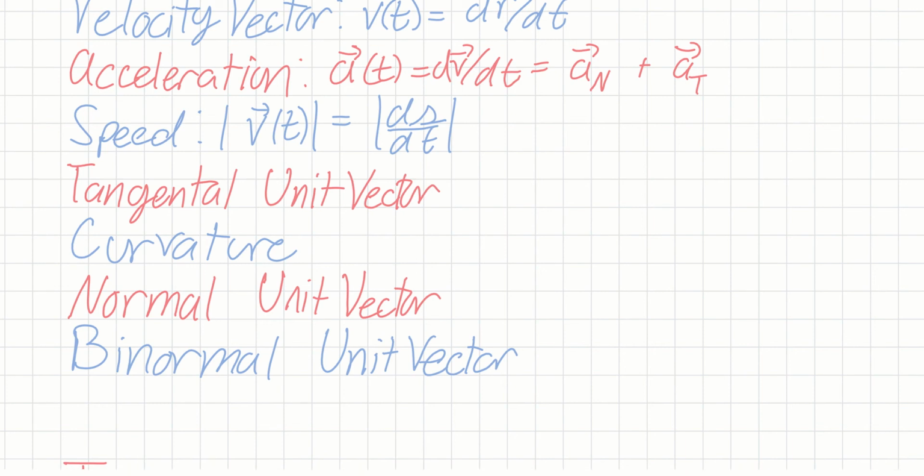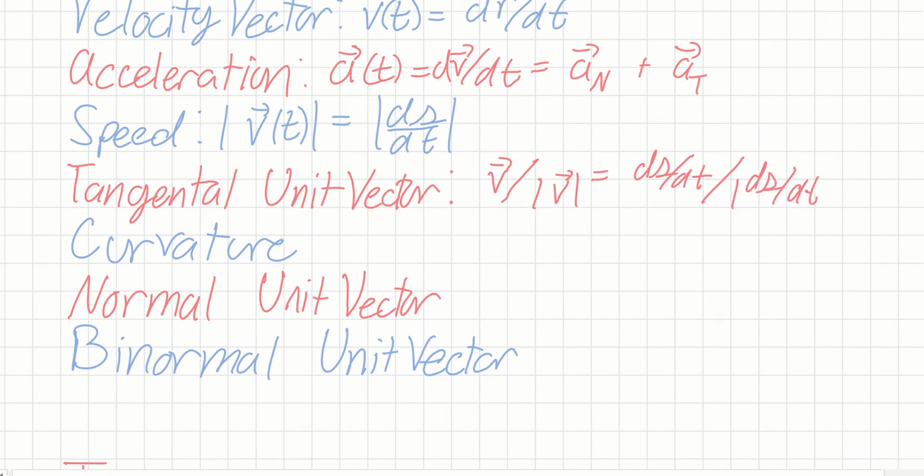So the tangential unit vector is going to be the unit vector of your velocity. So it's going to be v over the magnitude of v. And there's different ways you can write it. You can write it as ds/dt over the magnitude of ds/dt. The second one is what they tell you in calculus, but I think this one makes way more sense, so I'd follow that one.